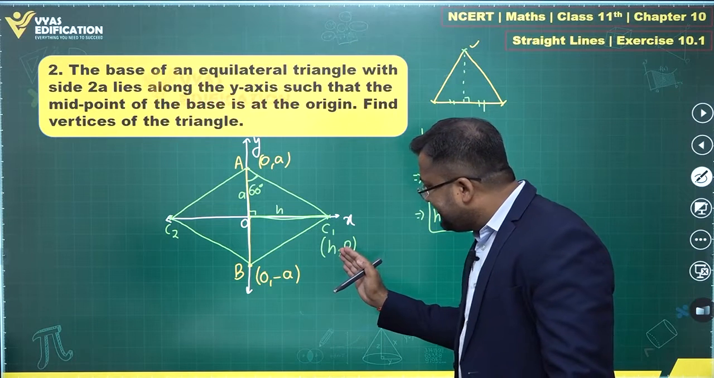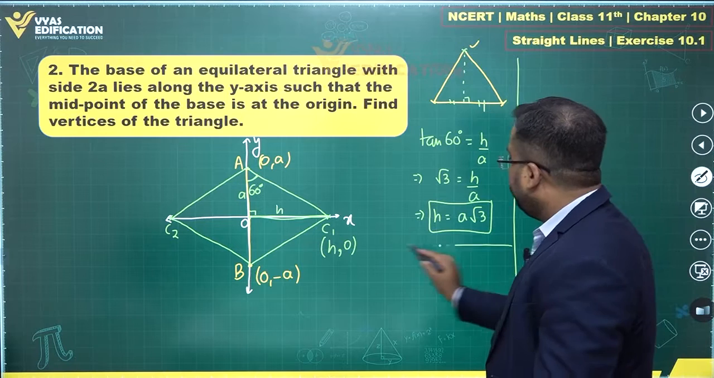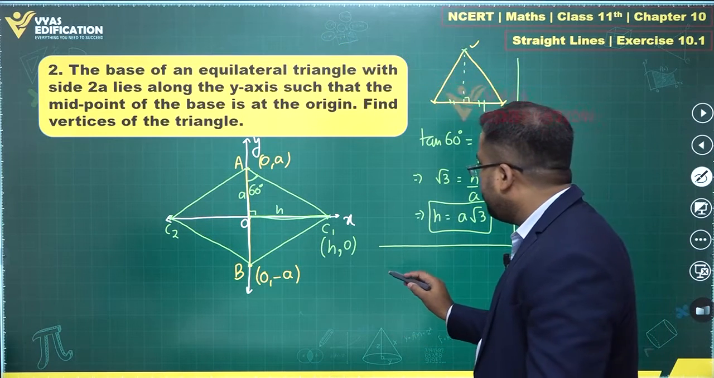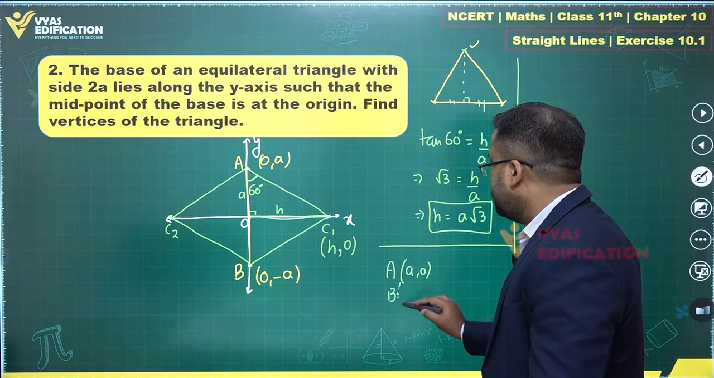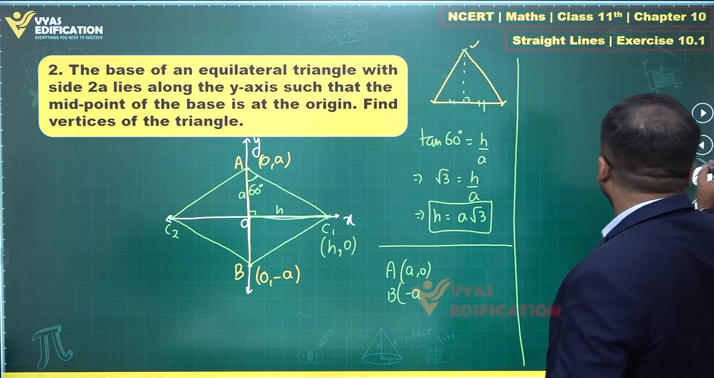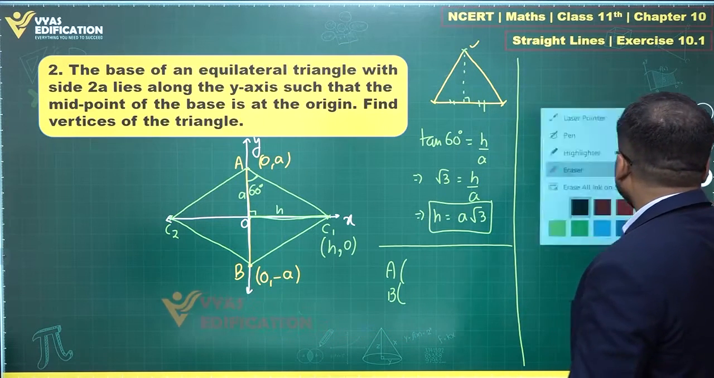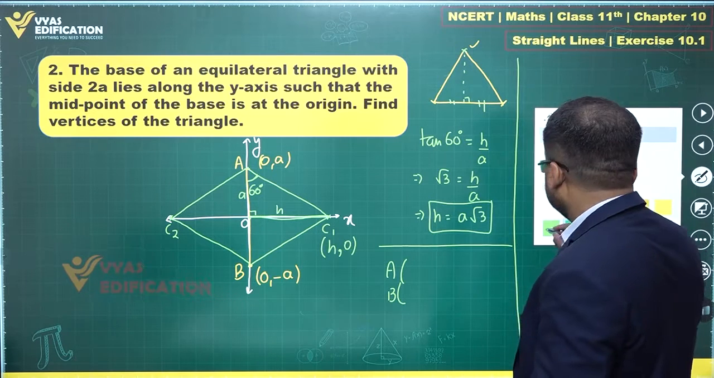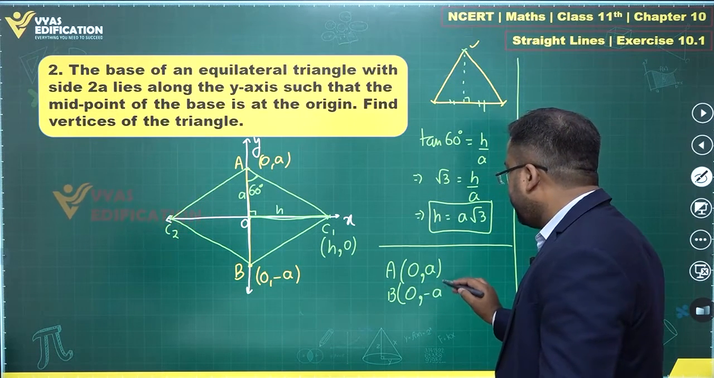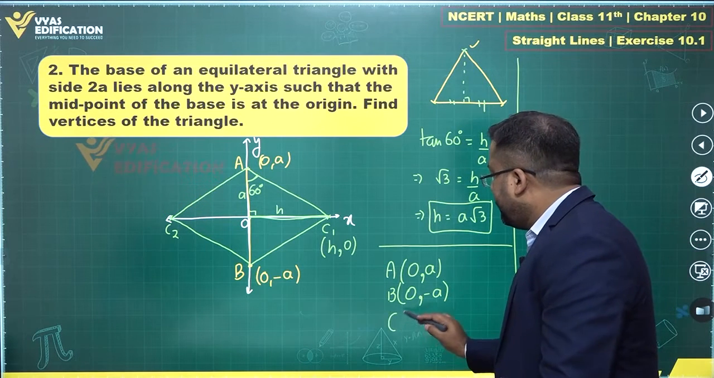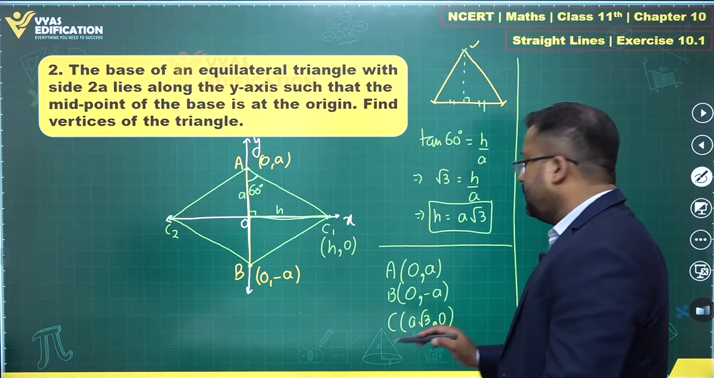So with the help of this, I can say the coordinates of the vertices of the triangle can be A, which is (a, 0), B, which is (0, a), and (0, -a). These are the coordinates, and the coordinate of vertex C will be (a√3, 0). This is what you'll have.